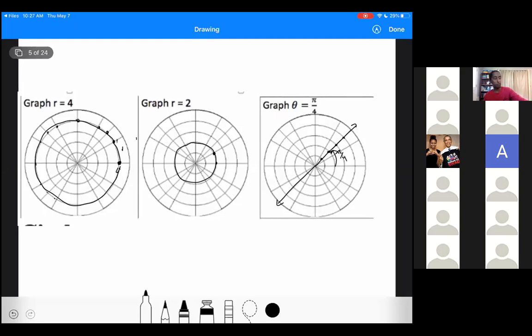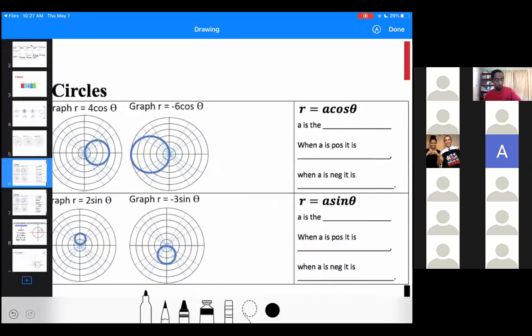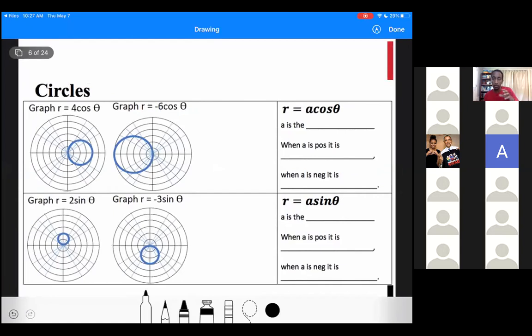Good. Okay. All right. So let's look at circles. When you start to add cosine and sine into the equation, it starts to do some different things. So looking at this first example here, I think in your notes it's printed, right? Yeah, I had it printed. So now if you don't have r equals 4, but let's say r equals 4 cosine of theta, then it creates this circle, okay? If you say r equals -6 cosine of theta, it's going to create this circle, okay?